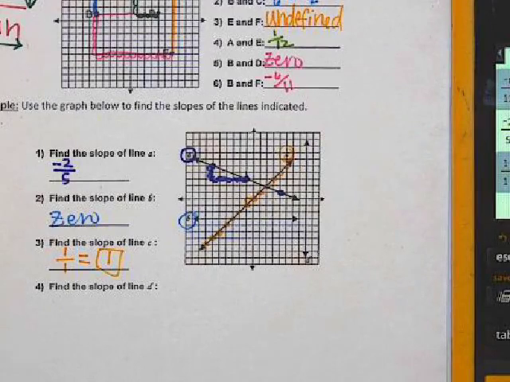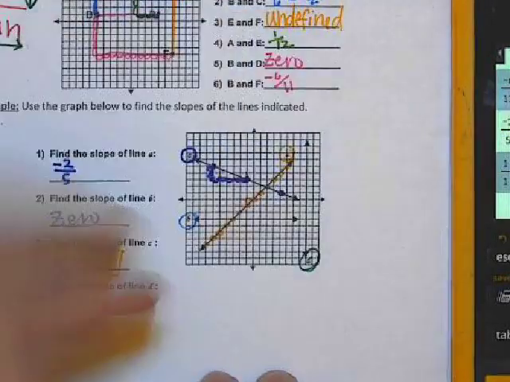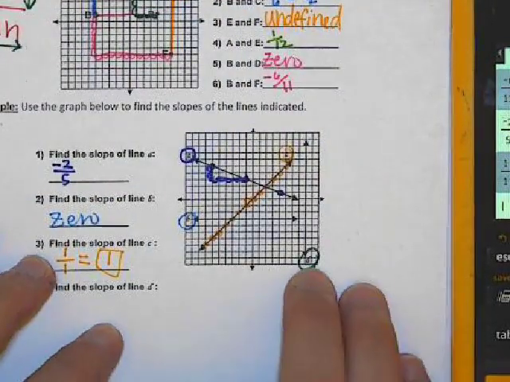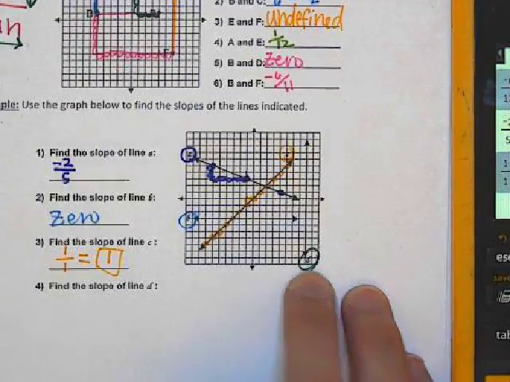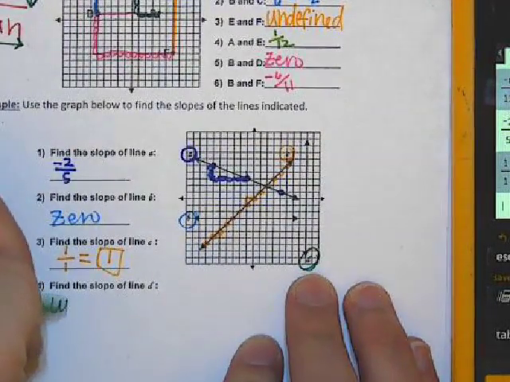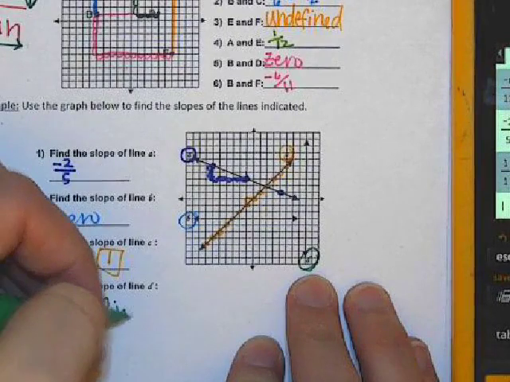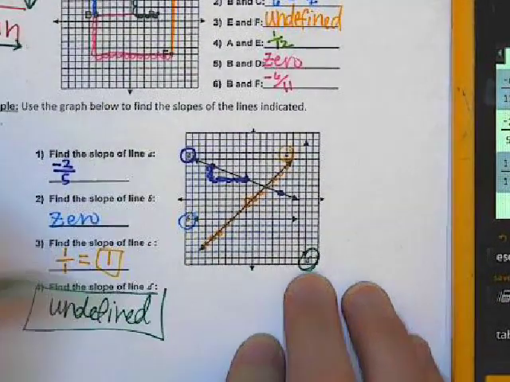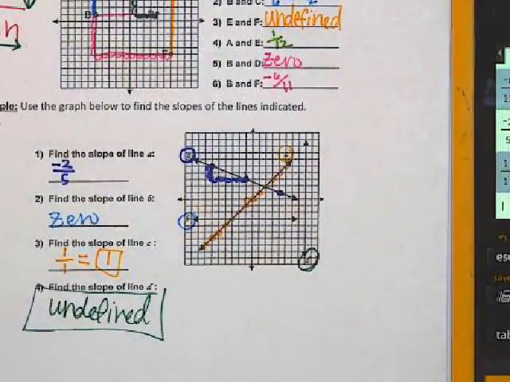Slope of D. Here's D right here. Do I have to find dots on D? No, because it's straight up and down, which would be undefined. Okay, questions? Nope.